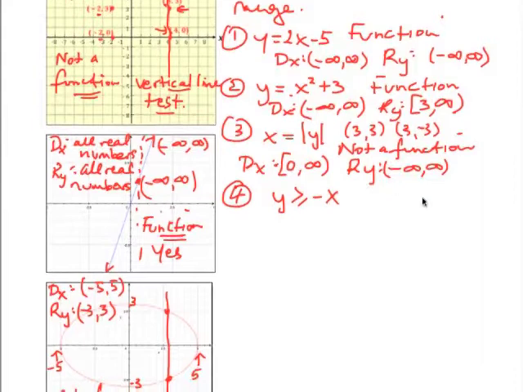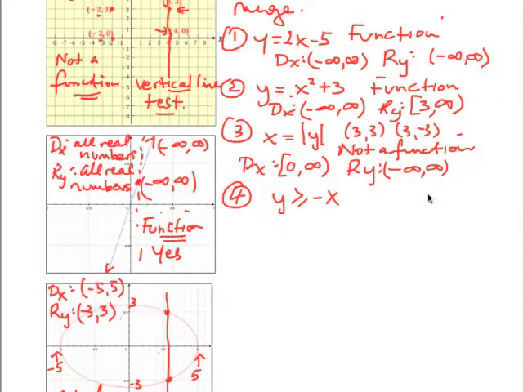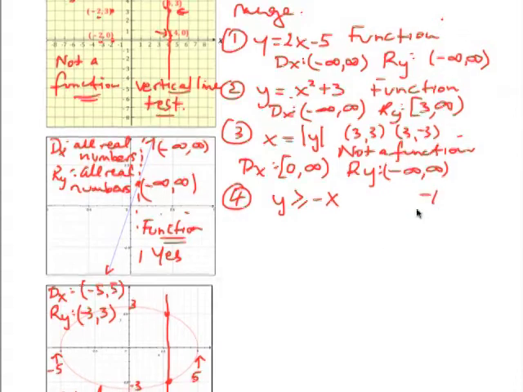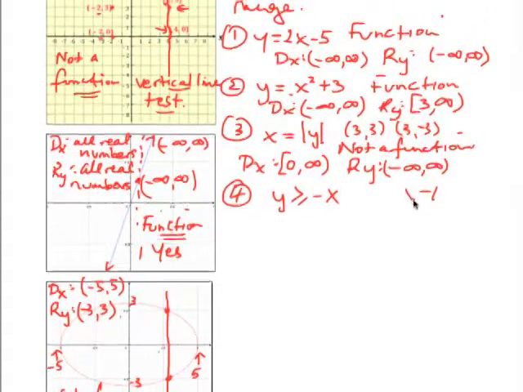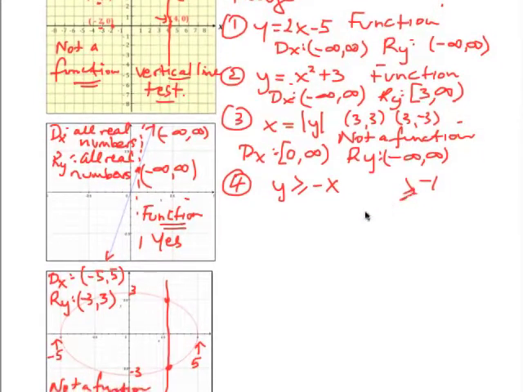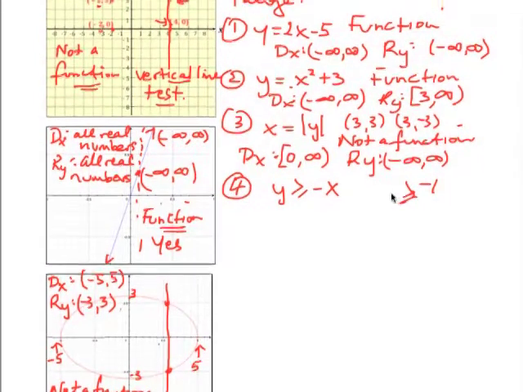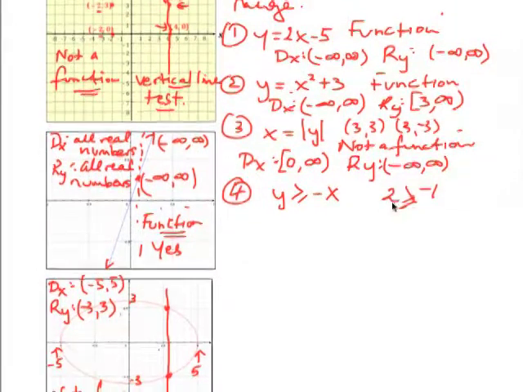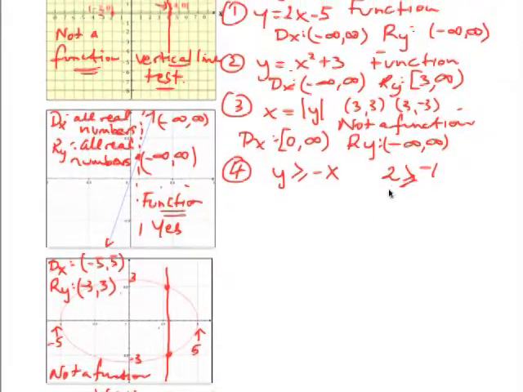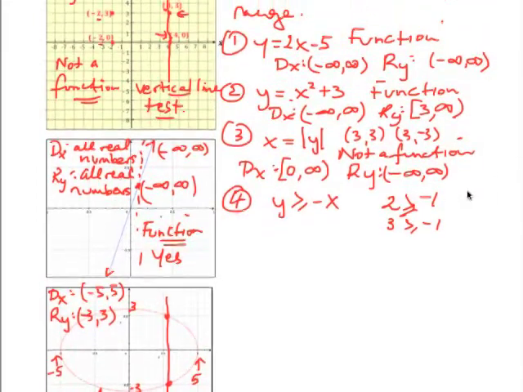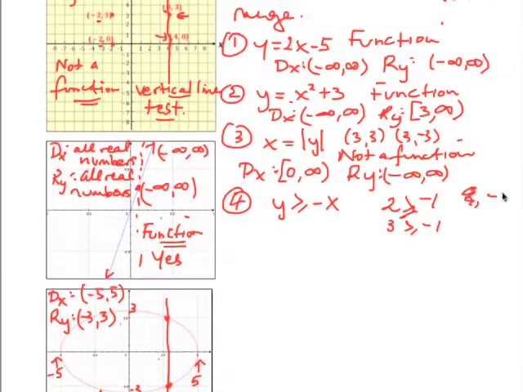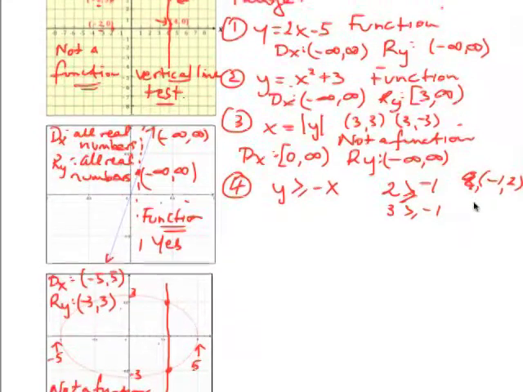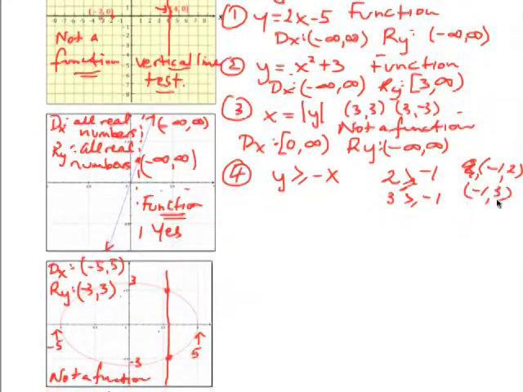So let's take some values here. Let's suppose I take x is -1. Then what values of y are greater than or equal to -1? Well, any y values, for example, 2 is greater than -1, 3 is greater than or equal to -1. So I've got ordered pairs here that work, like -1, 2 and -1, 3. And so I've got 2 ordered pairs.